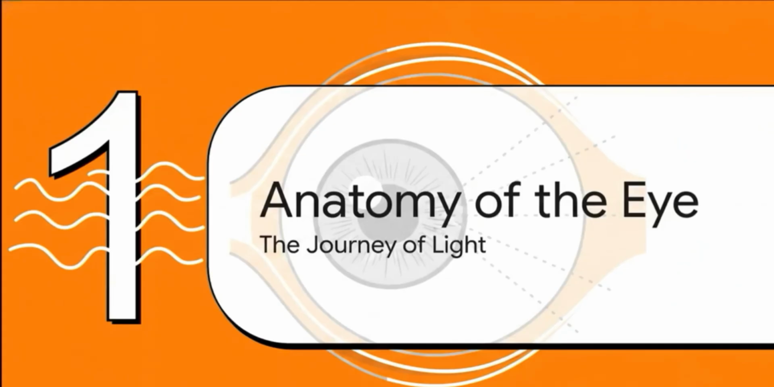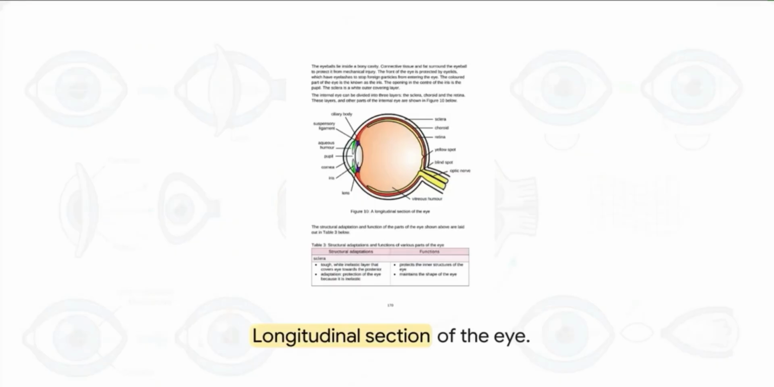Anatomy of the eye, following the journey of light. Think of the eye's overall structure like a master map. Fundamentally, the internal eye is split into three distinct layers. You've got the tough outer sclera, the vascular middle choroid, and the light-sensitive inner retina. As we move through these next few parts, just keep this basic map in the back of your mind so you can see how all these pieces fit together inside that protective, bony cavity in your skull.